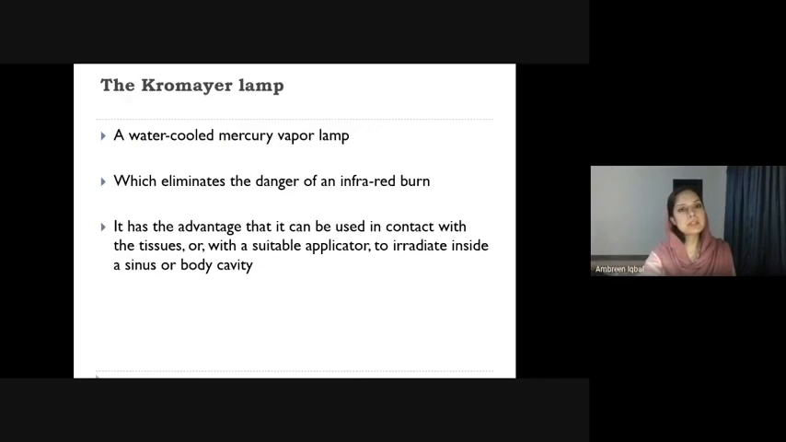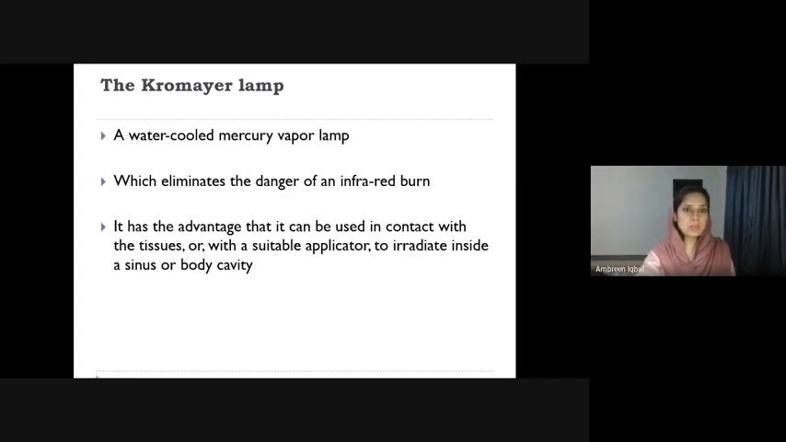The next lamp is the Kromayer lamp. It is also called the water-cooled mercury vapor burner. Previously we were studying the air-cooled mercury vapor burner. Now, the water-cooled mercury vapor burner eliminates the danger of infrared radiation. It has the advantage that it can be used in contact with the tissues, or with a suitable applicator to irradiate inside a sinus or body cavity.